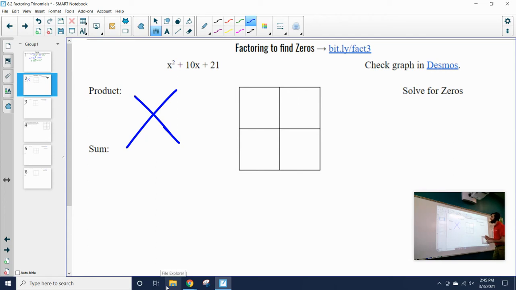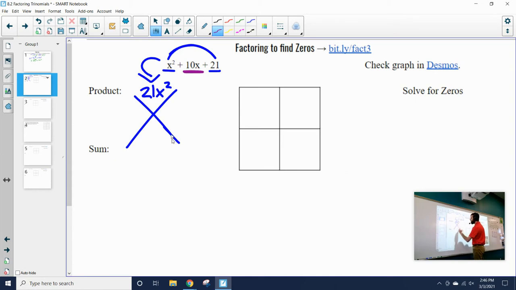So what we need to do first is, in the top part of my X, top part of my diamond, I'm going to take the first value of my quadratic and the last value of my quadratic. I'm going to multiply them together, and I'm going to throw that into the top part. So x squared times 21 is going to be 21x squared. That's always going to be the top part of my X. I'm going to take the middle number of my quadratic, my trinomial, and I'm going to put that as the bottom of my X. So 10x is going to be in the bottom.